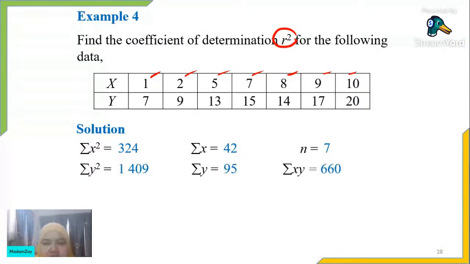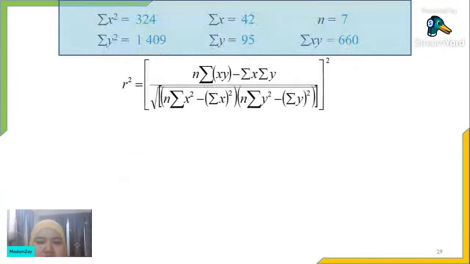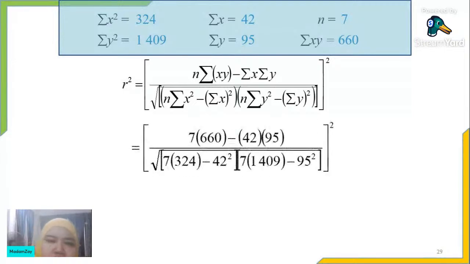Now, to find the coefficient of determination, we use the formula R squared. So R squared is equal to, we put the value n is equal to 7, summation of xy is equal to 660, summation of x is 42, summation of y is 95, and divide by n multiplied by summation of x squared, which is 324, minus summation of x, 42 square. And then multiply in a bracket 7 multiplied by 1409, which is the summation of y squared, minus summation of y, 95, and then square. And then we have to put square on the outside.